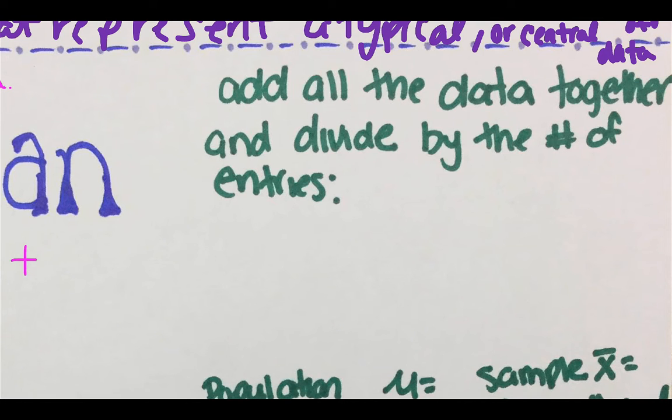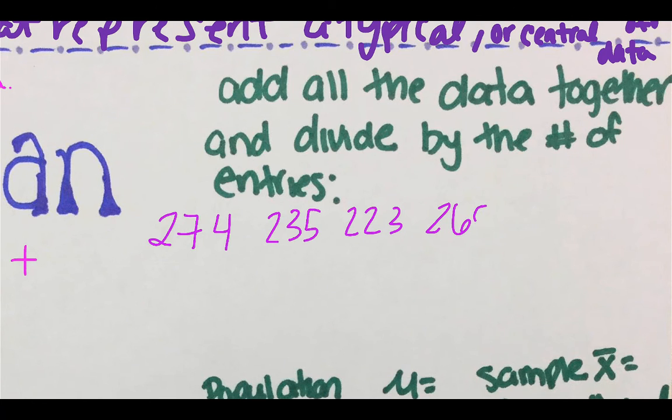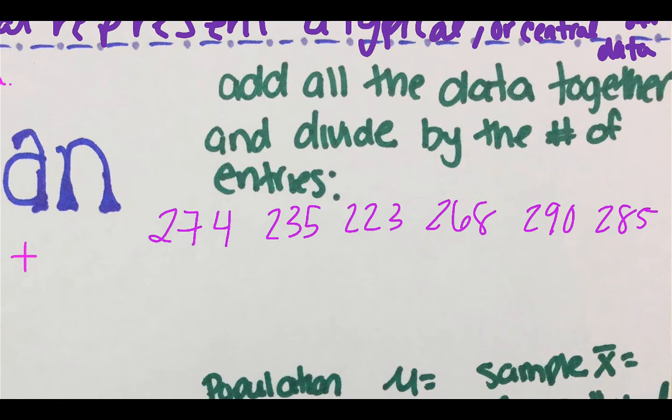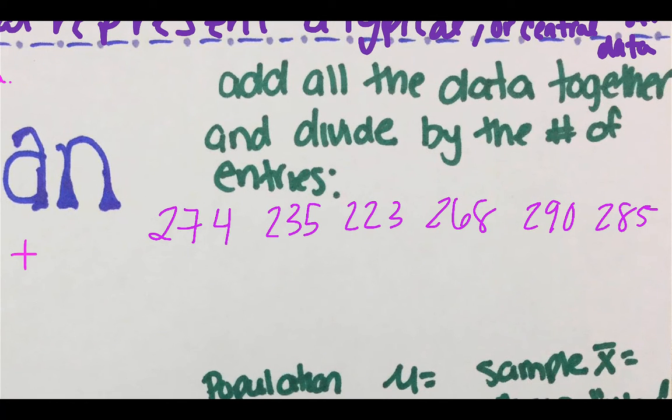So we need a data set. Let me write you out a data set. Let's use the numbers 274, 235, 223, 268. Notice these aren't in order. 290, 285, and we'll do 235.